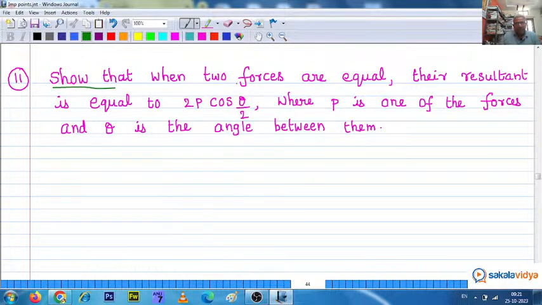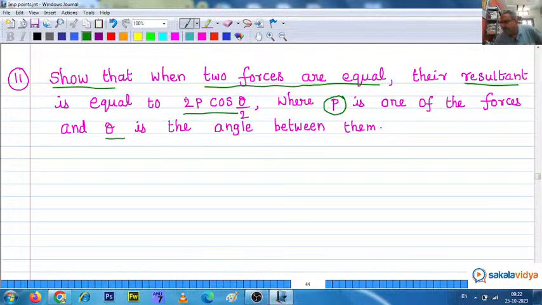Show that when two forces are equal, meaning their magnitudes are equal, their resultant is equal to 2p cos theta by 2. That means when the two forces are equal, each equal to p, p is one of the forces and theta is the angle between them, then we need to show that their resultant is equal to 2p cos theta by 2. It is very important. Let us try to solve this question now.